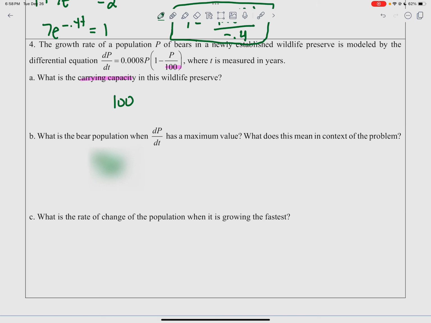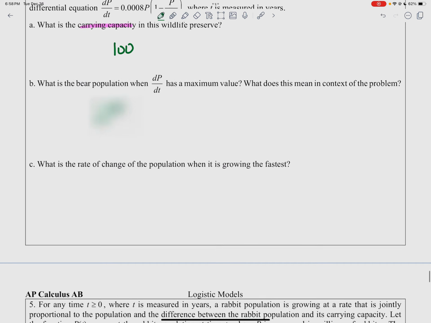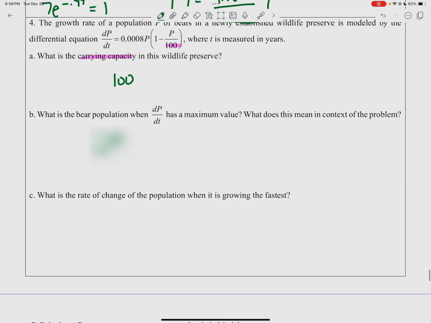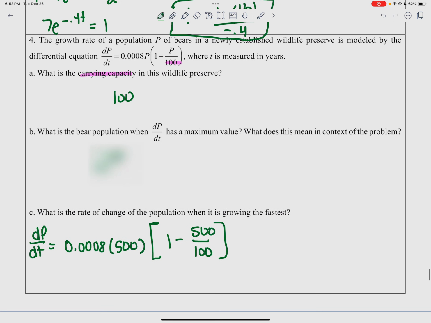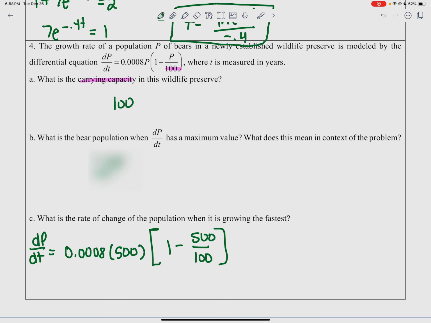C, what is the rate of change of the population when it is growing the fastest? So we know that P is 50 when it's growing the fastest. So what I'm going to do is just plug in 50 into the equation and then call it a day. So you have dP/dt is equal to 0.0008 times 50 times 1 minus 50 over 100. What is that? I don't know. Obviously, you could put that into the calculator.